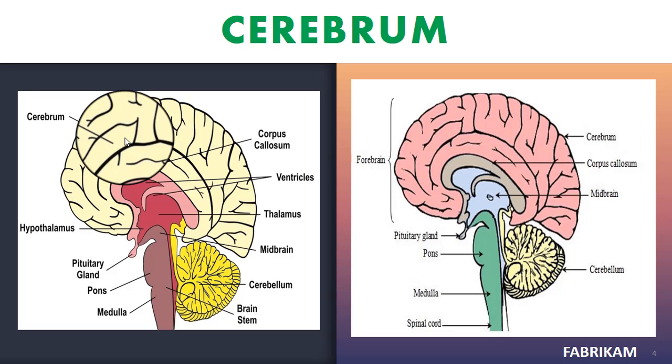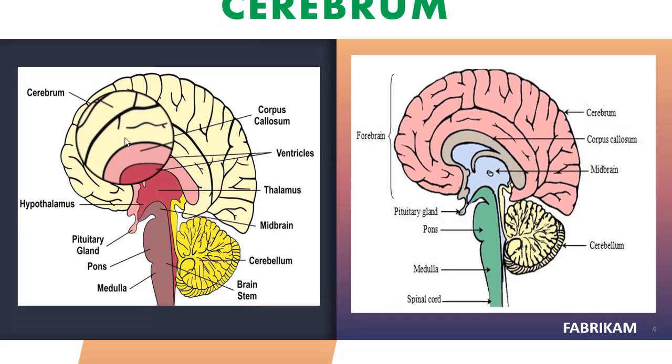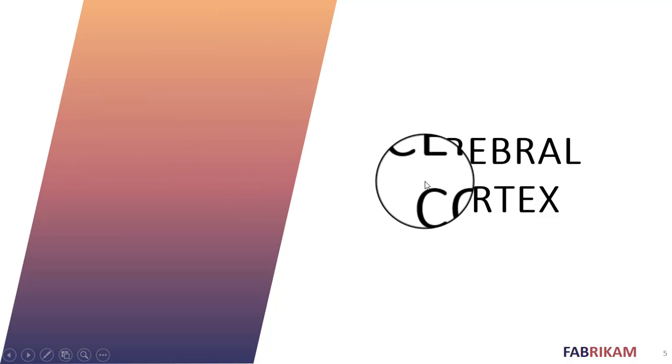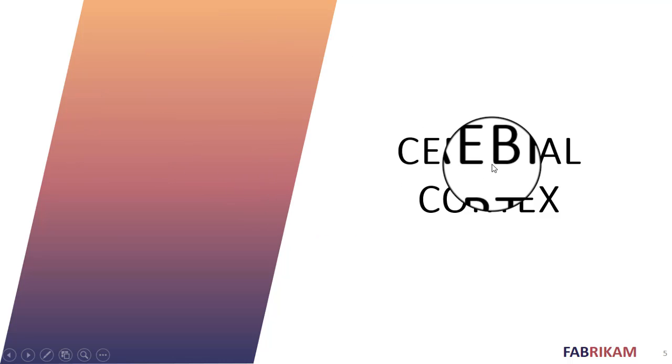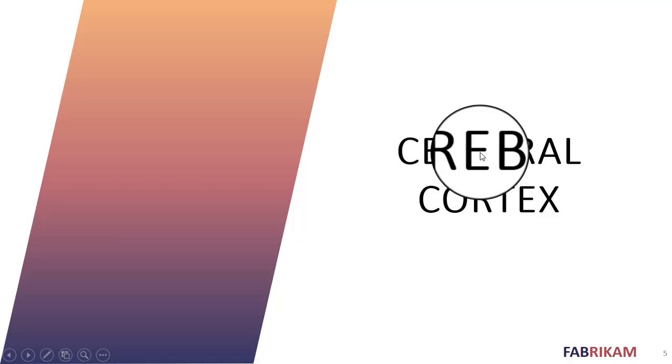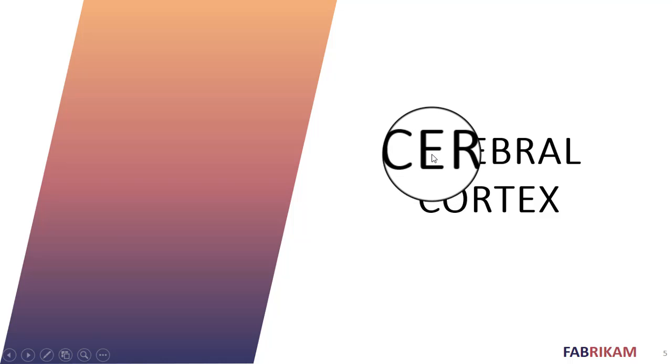Now next we'll talk about the structures, that is what are the internal structures and what are the external structures of the cerebrum. First of all we'll talk about the internal structures, or you can say here we are talking about the cerebral cortex.